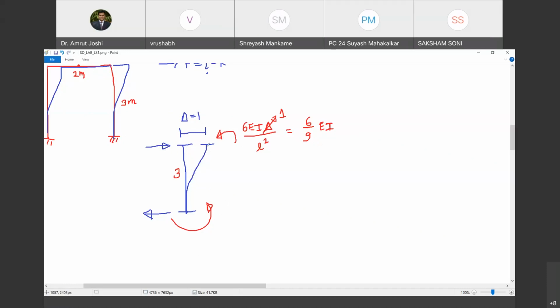See, as delta is towards right, the force here has to be towards right. As a consequence, reaction has to be towards left. So this pair of forces produces clockwise movement. So the reactionary moments must be anti-clockwise. So sign need not be remembered. That's what I tried to display. So it is 6EI delta upon L square, so it is 6 by 9 EI. Or let us keep it as 6EI delta upon L square itself for the time being. So this is also 6EI delta upon L square.